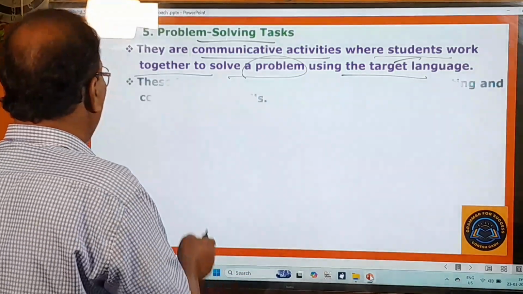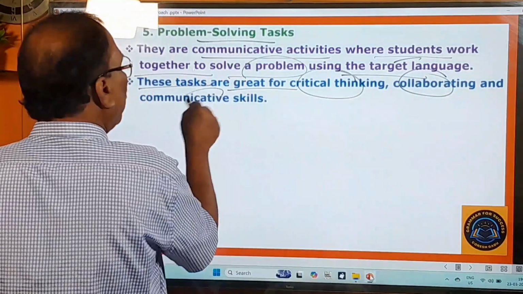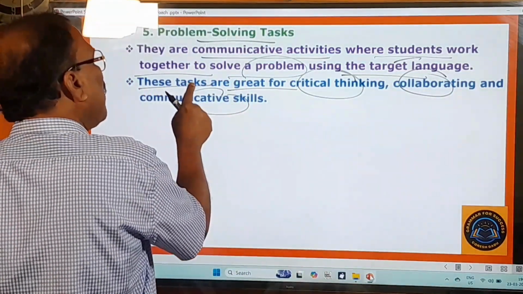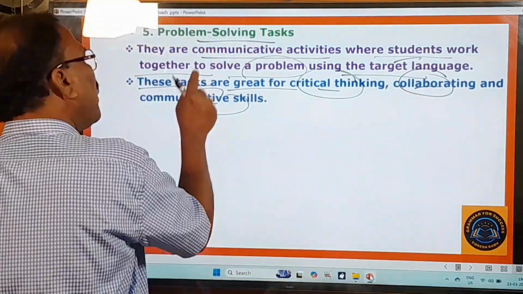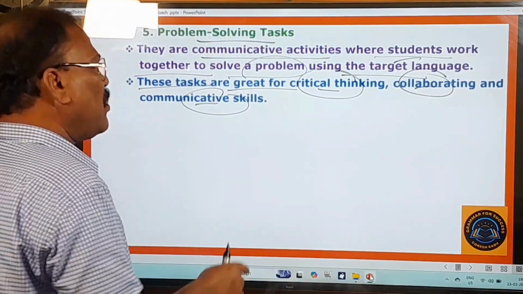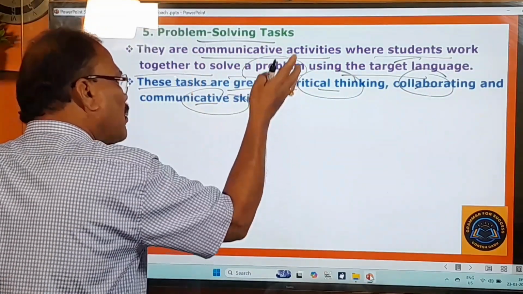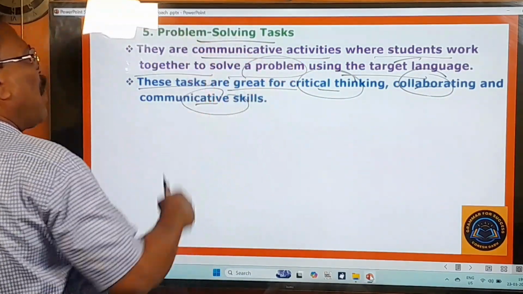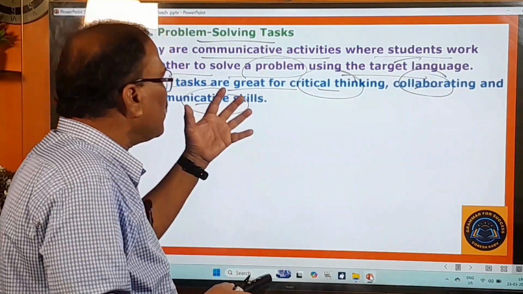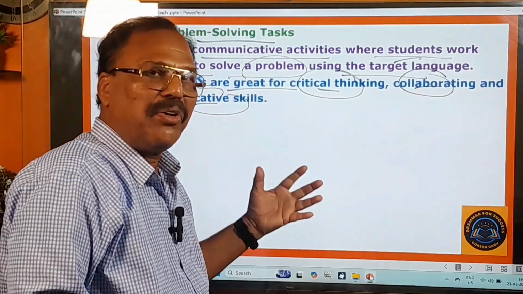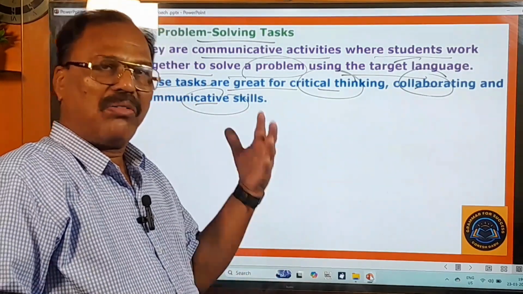And here you pay attention, these tasks are great for critical thinking, collaborating and communicative skills. These tasks promote critical thinking, one benefit, collaborating, working together, and improve communicative skills. So in this way, critical thinking skills, collaborating skills, communicative skills, all skills will improve through these problem solving tasks. Let me give you one example, because if I keep on giving examples for each and everything, the video becomes very lengthy, and that is why I'm not giving examples for all these strategies.